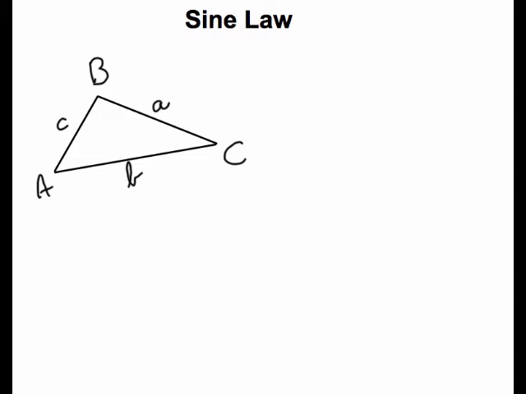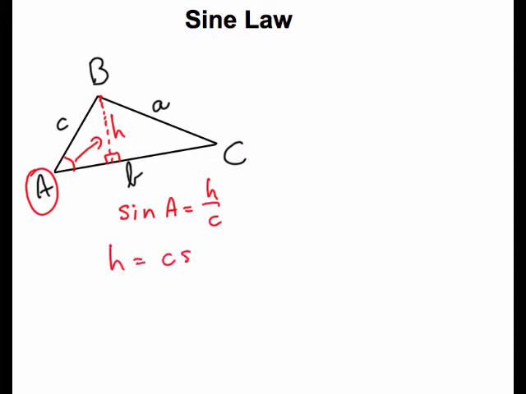So what I'm going to do to begin is create a right triangle by drawing a perpendicular line from B down to the opposite side. And I'm going to call this the height of my triangle. And now I'm going to create a couple of relationships involving these two separate right triangles. I'm going to focus here on angle A. I could say that the sine of angle A, which I know is opposite over hypotenuse, would be h divided by c. And if I multiply both sides by c, I get h is equal to c times sine A.